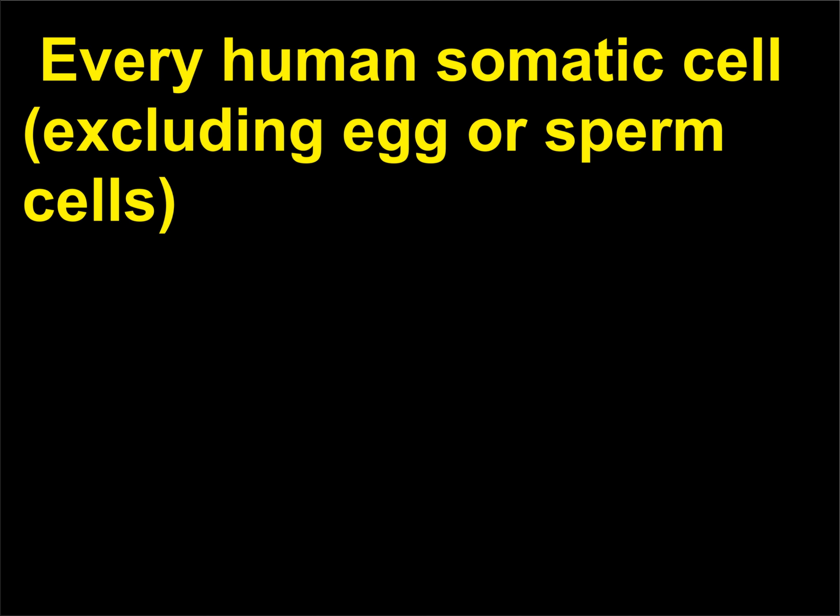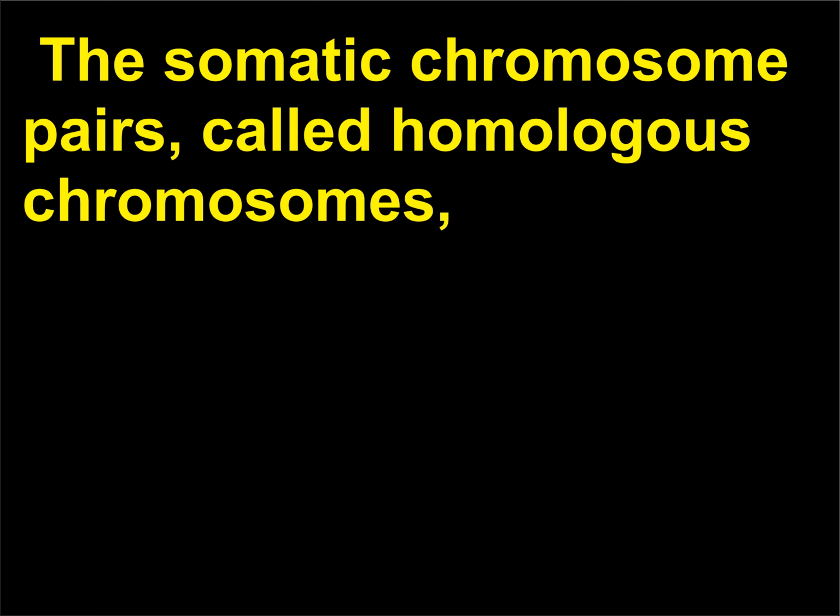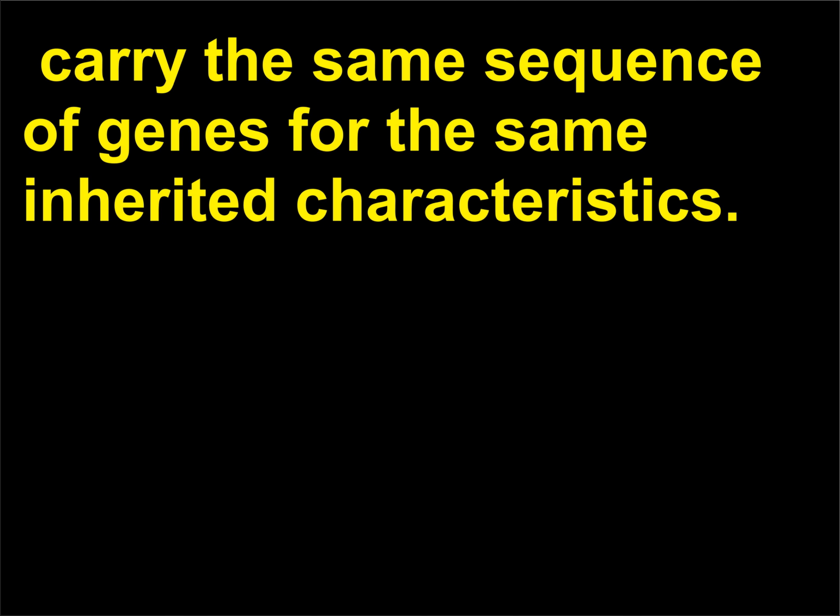Every human somatic cell, excluding egg or sperm cells, has 46 chromosomes: 22 somatic chromosome pairs and one sex chromosome pair. The somatic chromosome pairs, called homologous chromosomes, carry the same sequence of genes for the same inherited characteristics.